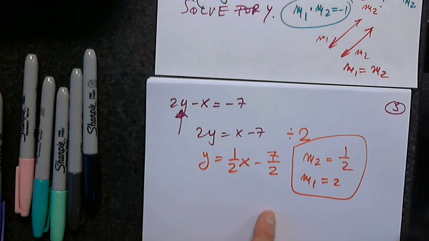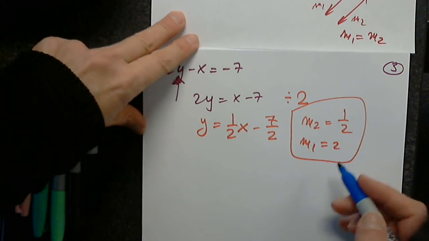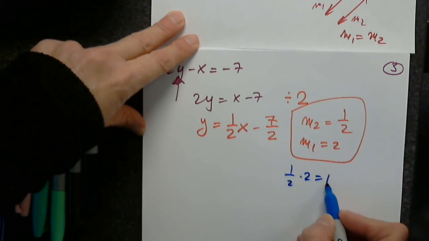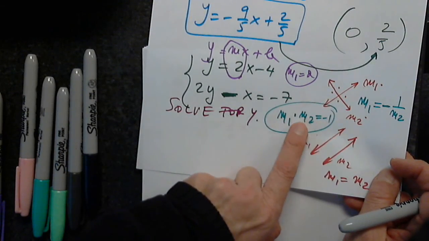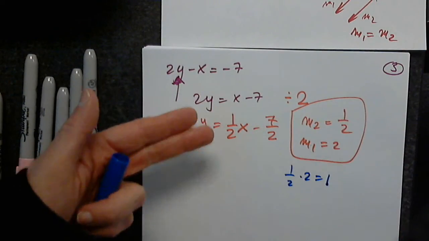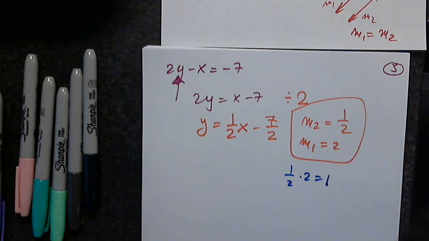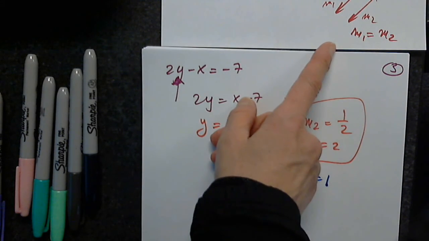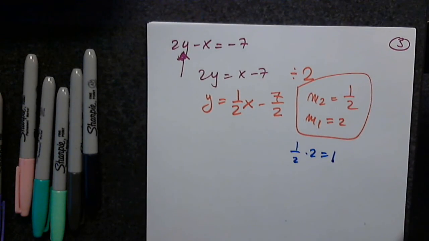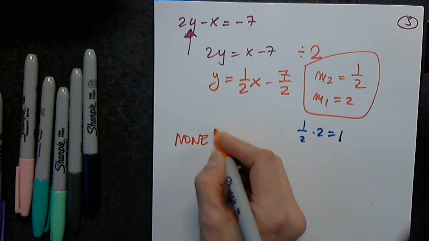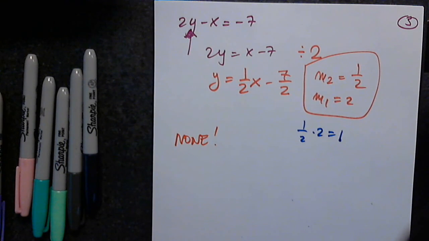The negative multiplicative inverse. The product is not -1. 1/2 times 2 is 1, not -1. That's why I think it's easier to think in these terms: just multiply them. You get 1, not -1, so they're not perpendicular. I established that they're not parallel and not perpendicular. So what do I write on my test paper? None of the above. Very good.